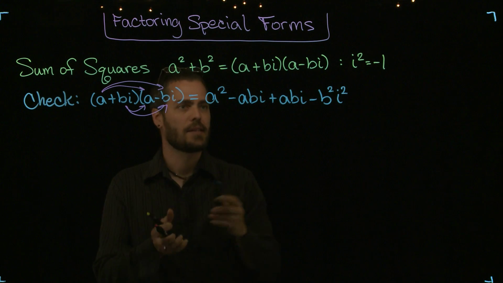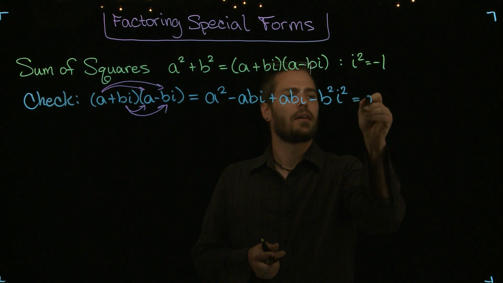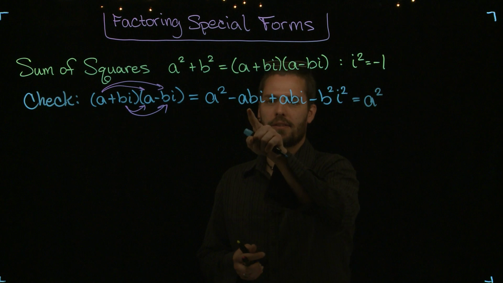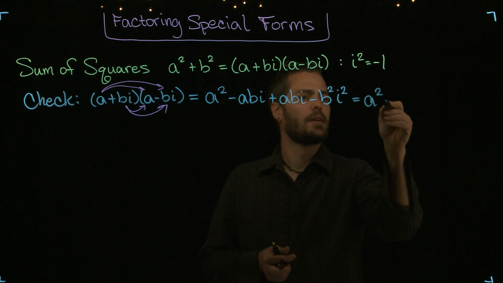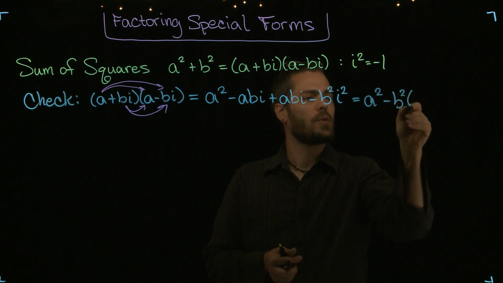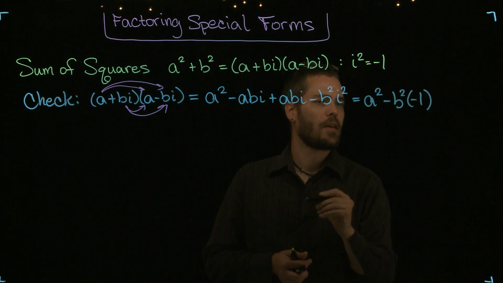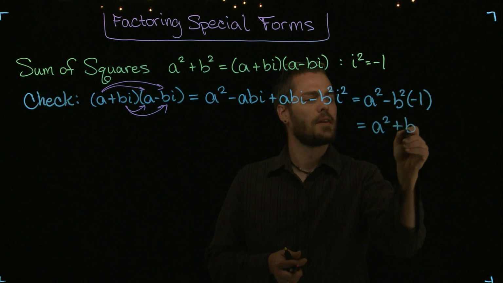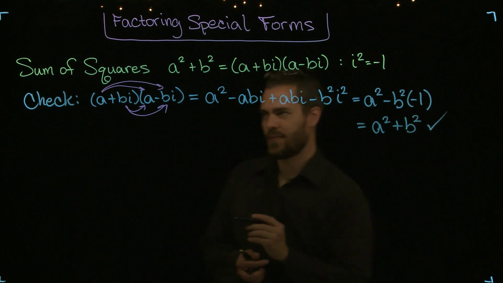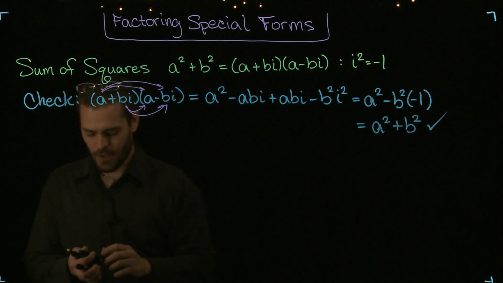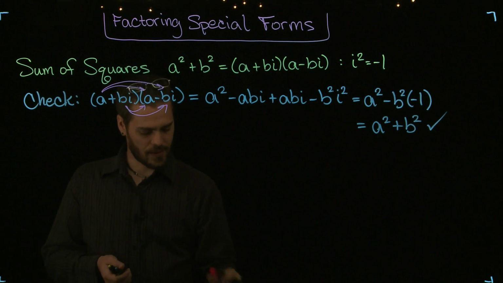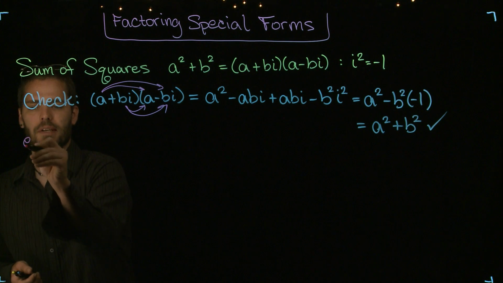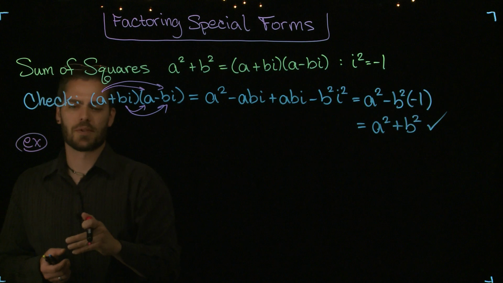So this comes out to a squared. These two guys add up to 0, minus b squared times -1, which produces, indeed, a squared plus b squared. So that guy does check out. So that being said, let's take a look at some examples of sums of squares. And we'll start with a simple one.